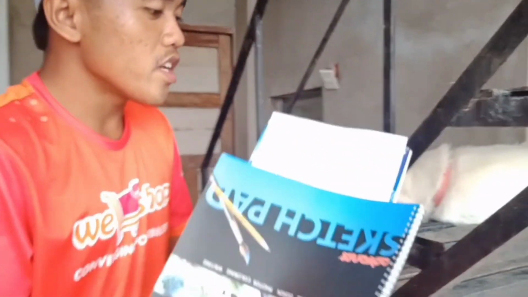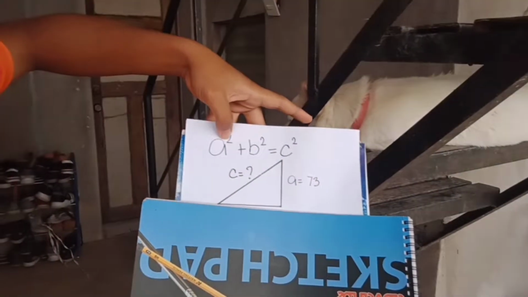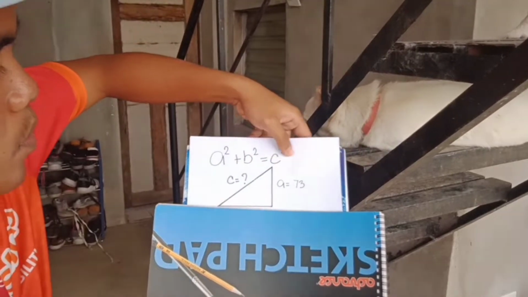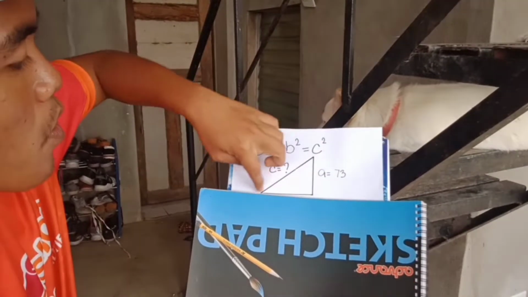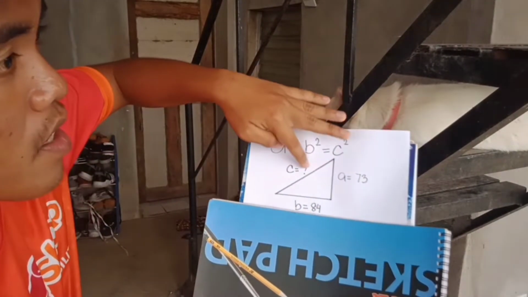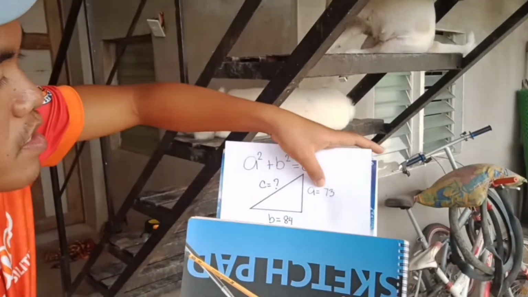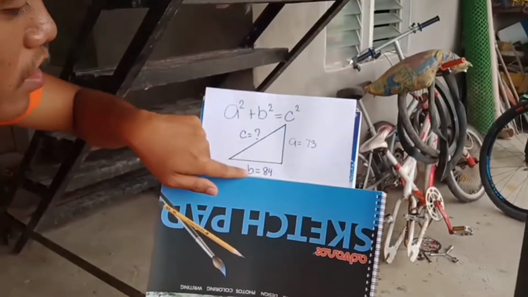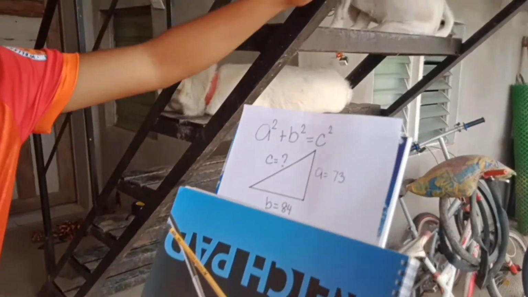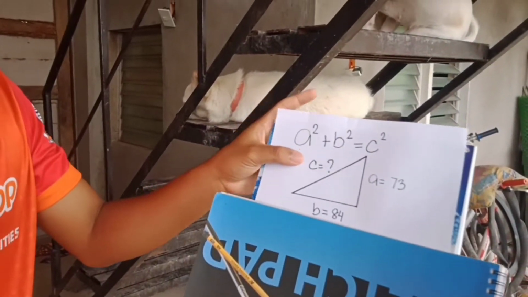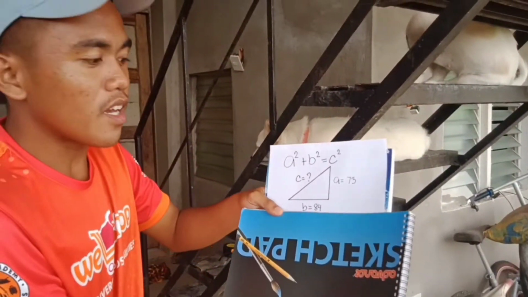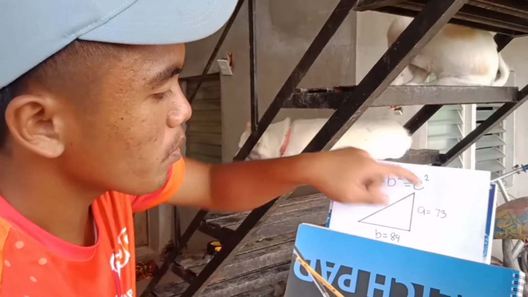First, bro, this is the formula: A squared plus B squared equals C squared. Next, here is the sketch of your staircase, bro. This side is 73 inches. Then this side is 84 inches. Then the hypotenuse side is what we will find, or calculate, using these two numbers, bro.